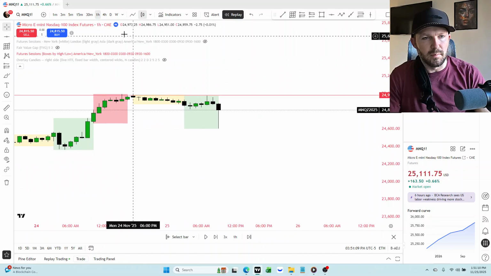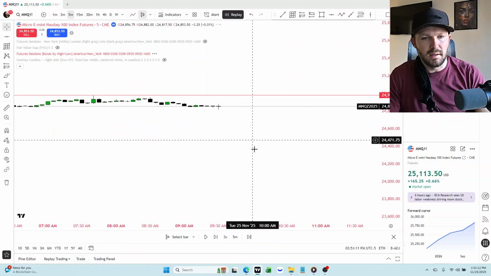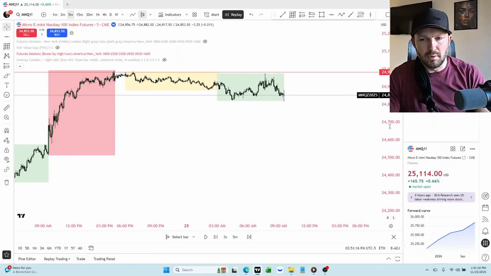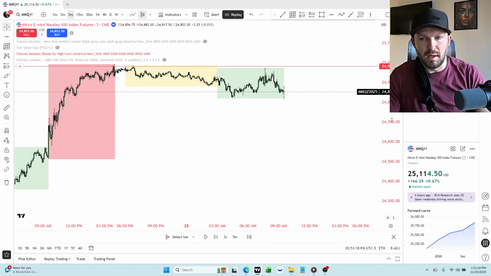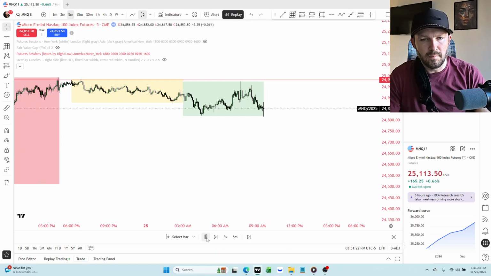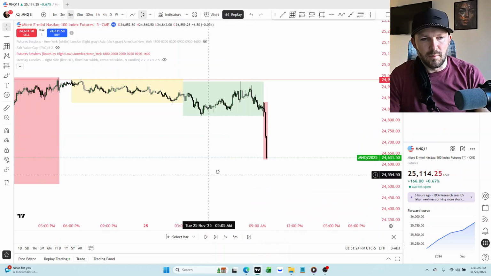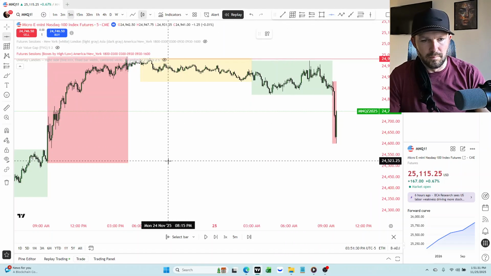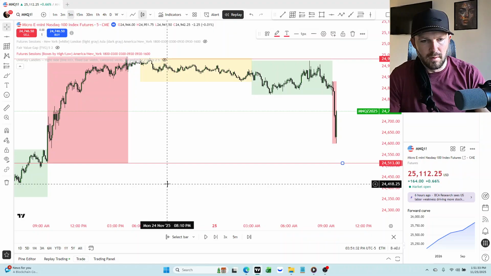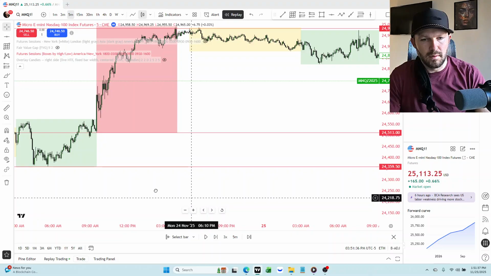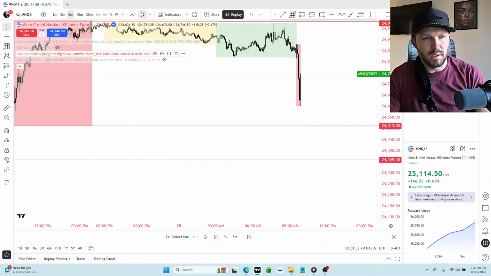So let's go ahead and push play on the day and fast forward to where I took a trade. I'm looking for shorts on MNQ. Then we had all these draws on liquidity here. We had one here. We have one here. So there's our draws on liquidity.